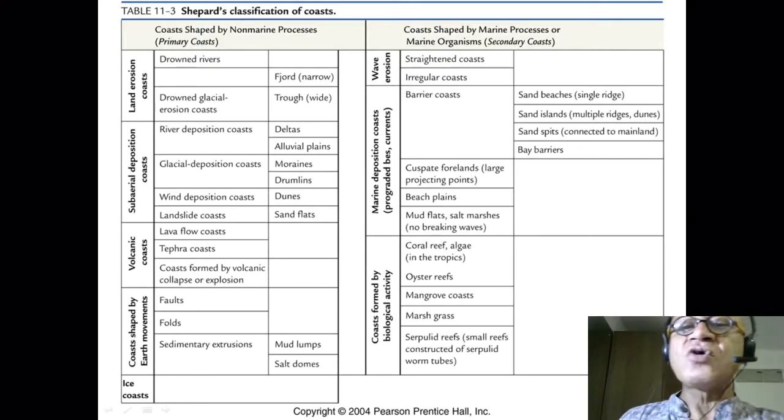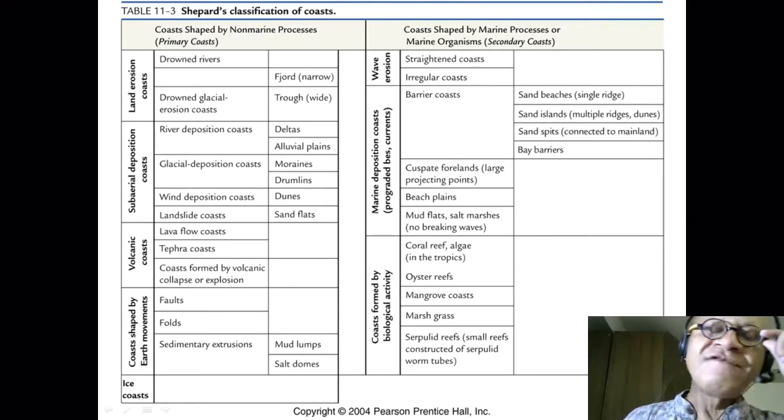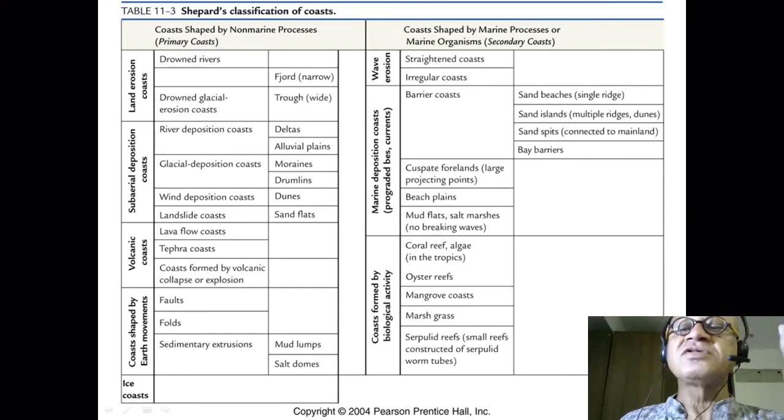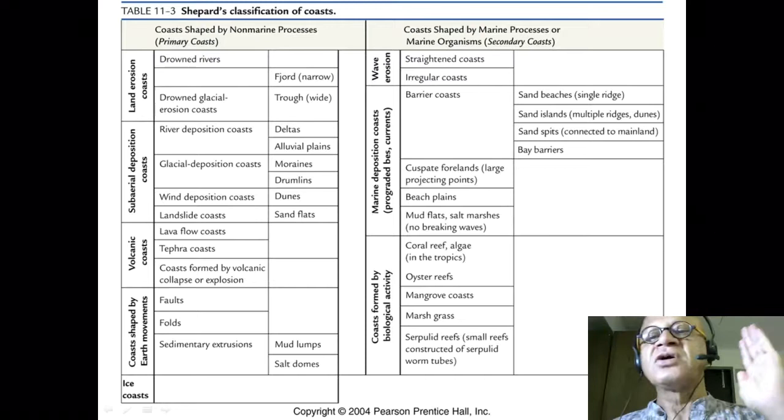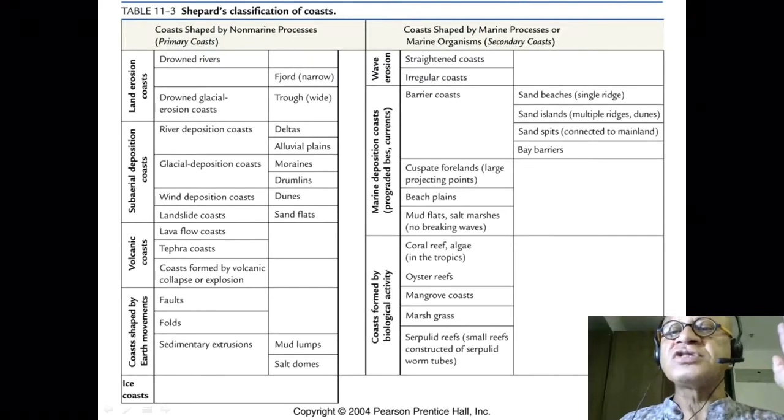In the secondary coasts, the main thing to remember is they are shaped by marine processes or marine life forms. So wave erosion, marine process. So you have a coast that's been straightened by the waves. Irregular coasts. Barrier coasts we already saw, so those are marine deposition coasts.